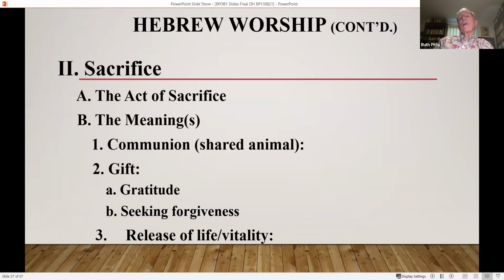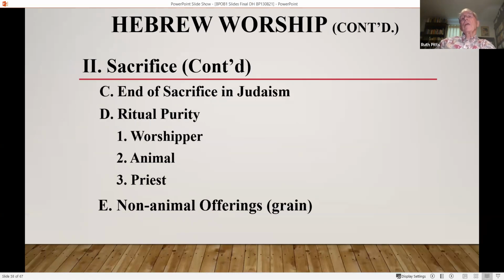All right. Sacrifice, the Bible does not tell us what that means, unfortunately. So we have to infer. And what we've inferred is that by sharing the life of the animal, we take on some of the vitality when that's released, and we connect with God. We can use sacrifice as a means of gratitude, a means of seeking forgiveness, and a means of being with God and with one another. The end of sacrifice in Judaism came in the first century because the temple was destroyed, and so they moved to just reading scripture and praying. Ritual purity is important for the worshiper, the animal, the priest. And also it's important to recognize that some people didn't have animals. It was just as fine to make grain offerings or non-animal offerings.